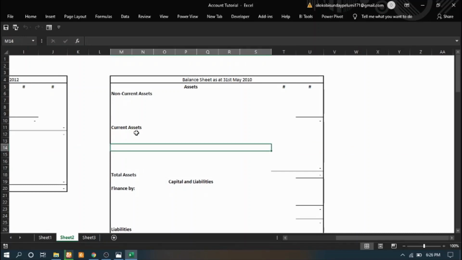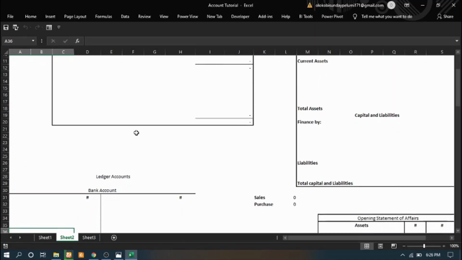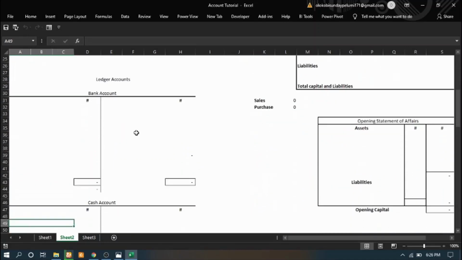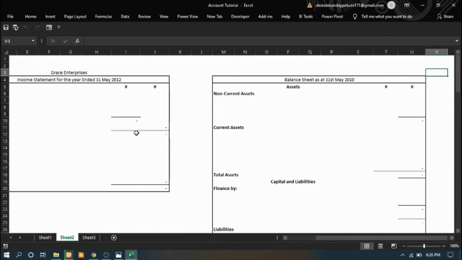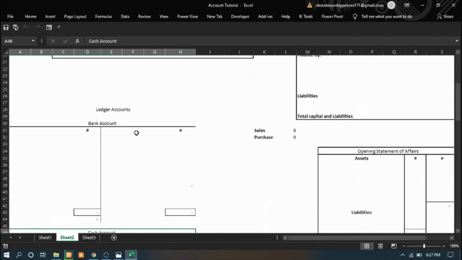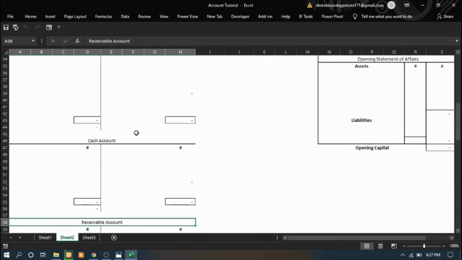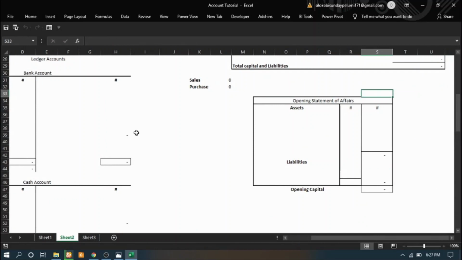Alright, but before we move on to that, it's necessary that we focus on the additional information. So we need to do some background workings. It's better you leave a line for the income statement, a line for the statement of financial position, and then add on your ledger accounts for workings. The first thing we need to do is prepare our opening statement of affairs, so we can get our opening capital as part of the workings.